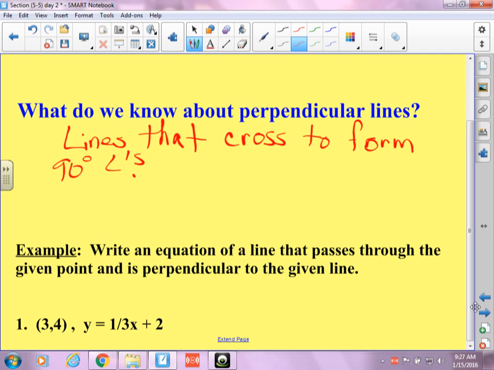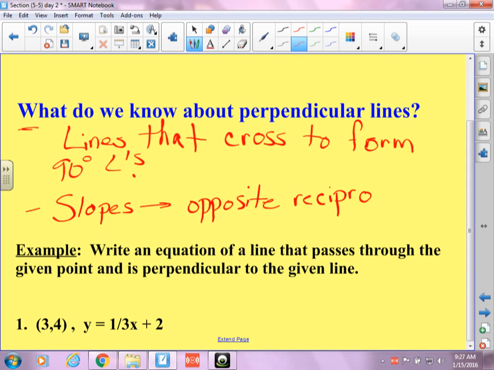Alright, so lines that cross to form 90-degree angles. If you remember yesterday we dealt with parallel lines, correct? And we said they never touch, so they had the same slopes. With perpendicular lines, the slopes are called opposite reciprocals. Opposite reciprocals. So let's talk a little bit about that for just a minute.